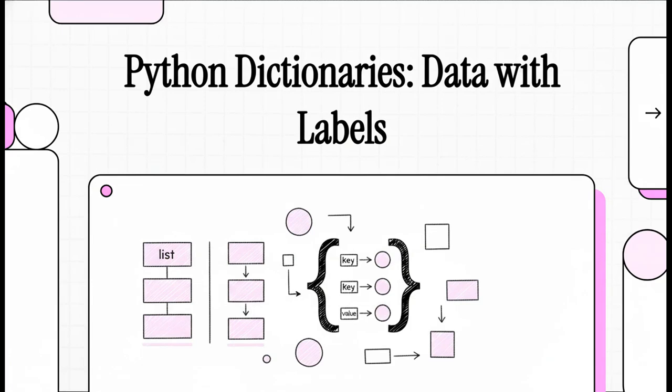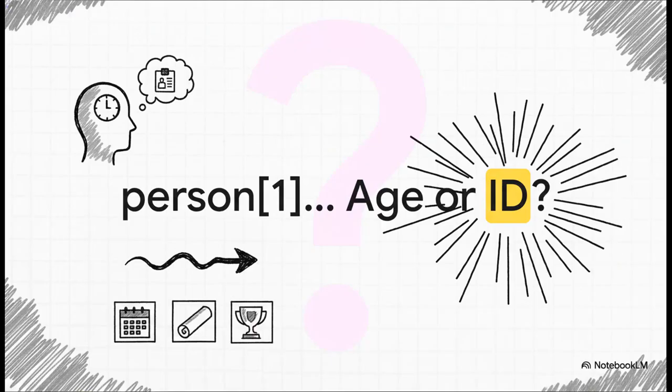All right, let's talk Python. You know how a simple list can sometimes be, well, a little confusing? Today, we're going to look at a much better way to organize your data. We're talking about adding labels, getting rid of all that guesswork, and making things super clear. Let's jump right in.